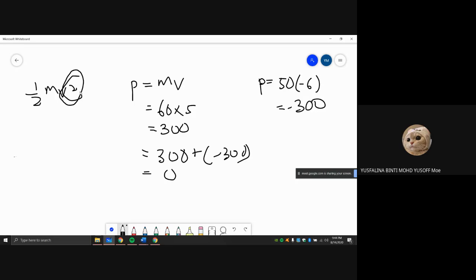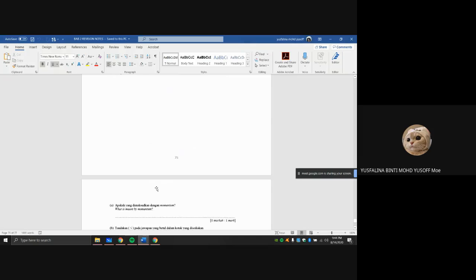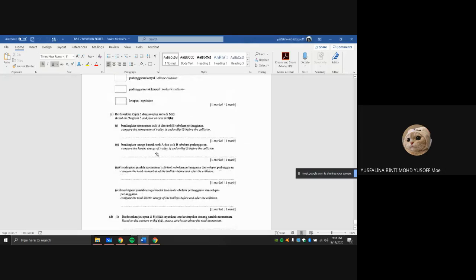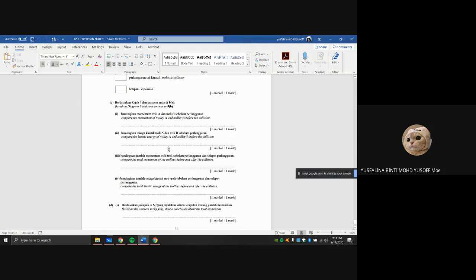So that means the V is 0. So the kinetic energy for B is also 0. Okay, so the answer here: the kinetic energy of trolley A is higher. Okay, and then compare the total momentum of the trolley before and after the collision. So the answer must be the same, because we have to follow the principle of conservation of momentum.